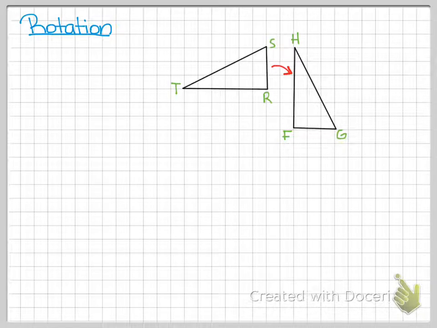All right, and then the last transformation we're going to look at is called a rotation. Another way to think of a rotation is just turning something. So if you put a piece of paper on a table and just turn it facing a different direction, that would be a rotation. You rotated it.